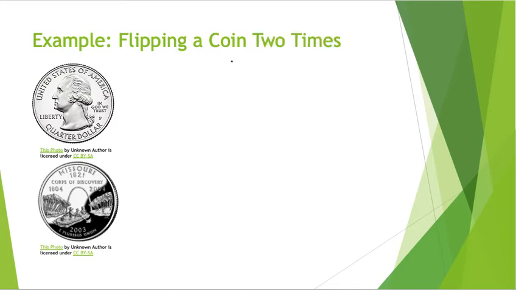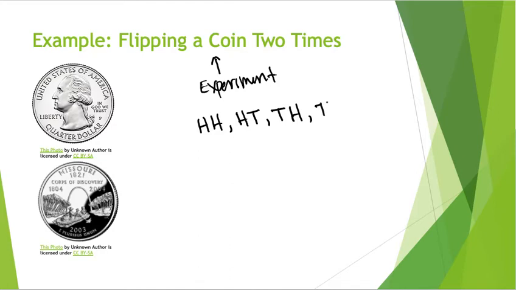Now, if we were to flip the coin 2 times, so flipping the coin 2 times would be your experiment. And in this, we have to look at all of our possible outcomes. We could flip a heads, and then we could flip another heads. We could flip a heads and then flip a tails. We could flip a tails and then flip a heads. And we could flip a tails and then flip a tails. So this has 4 possible outcomes. And all of these outcomes make up our sample space.